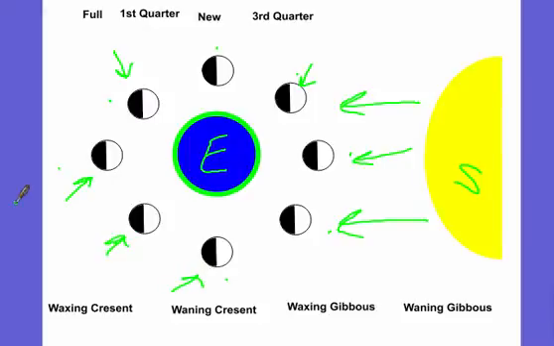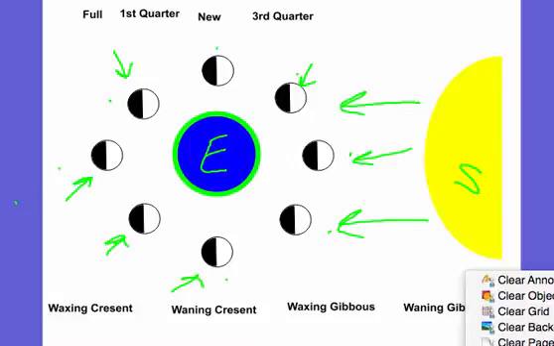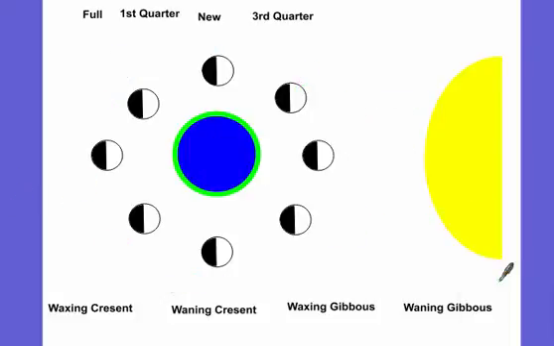We just don't always see half lit and half dark. It depends on where we are looking at the moon from Earth. For example, if you're standing right here on Earth and you're looking at that moon, what are you going to see? You're going to see a completely dark moon. In fact, you're not going to see any moon at all, and that's going to be the new moon.